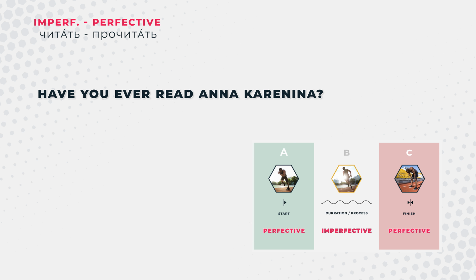If you've started it and read it, and remember at the beginning, I talked about if you ever need B or a combination of any of these areas in the chart, you're going to use the imperfective form of the verb. So in this case, we would use the imperfective form. Ty когда-нибудь читал Анну Каренину? Have you ever read Anna Karenina?